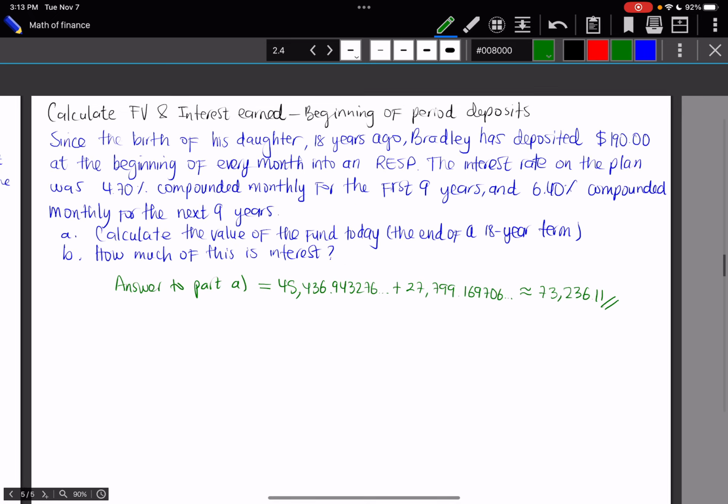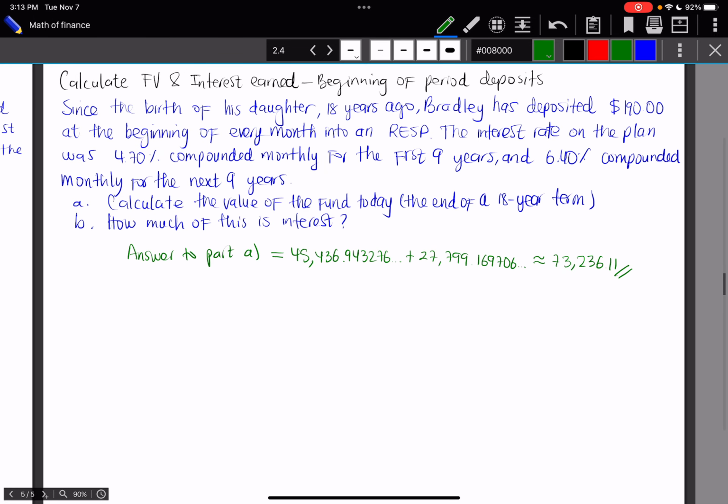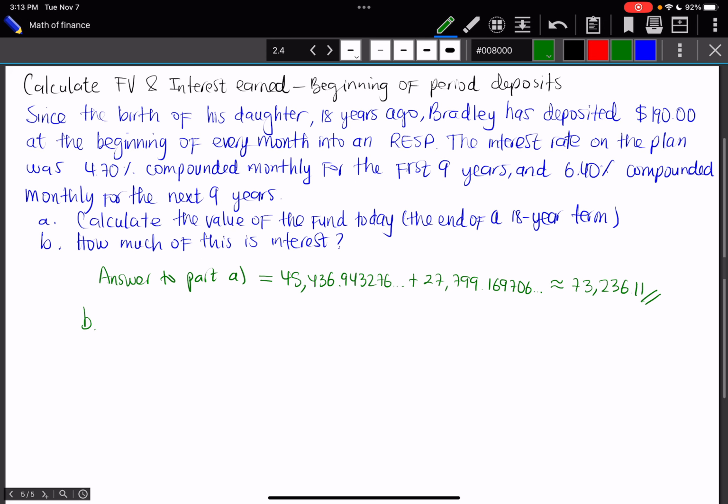Okay. Now we can move on to part B. So I'm working on part B. Next, we wonder how much of that is interest. To compute the interest, we do future value minus what was invested. So we do future value minus n times the amount that was deposited.